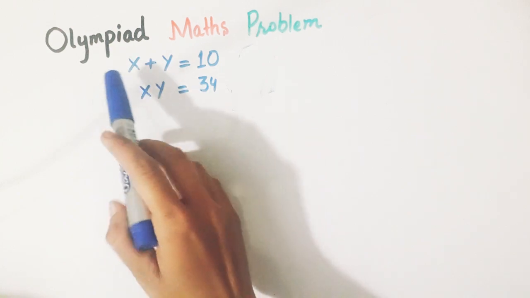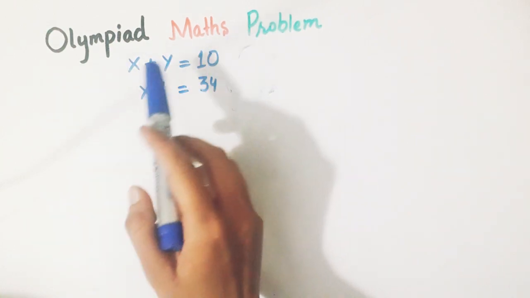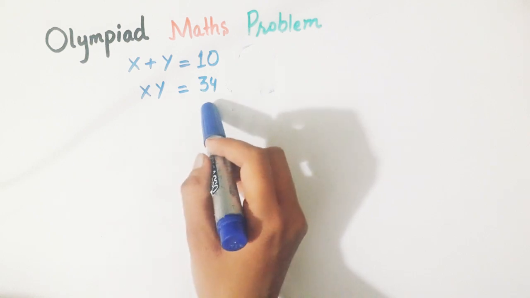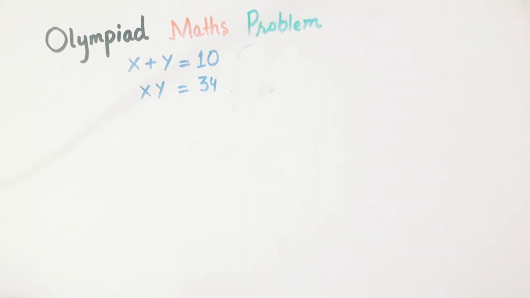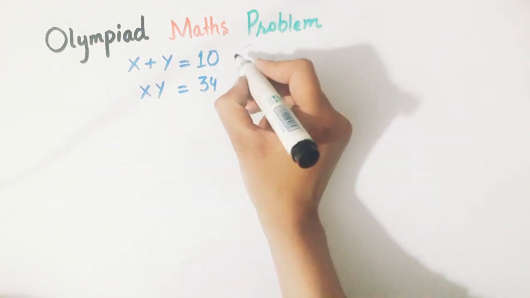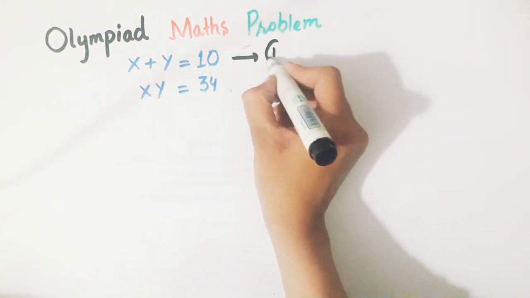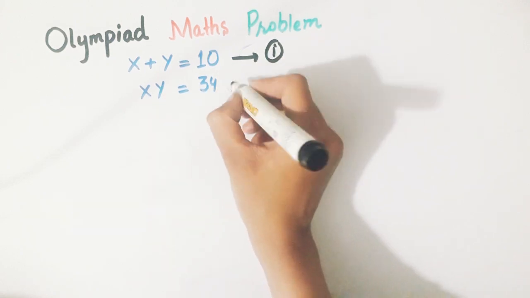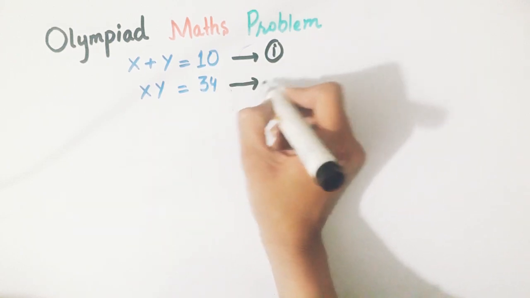In today's video we will solve an Olympiad math problem: x plus y equals 10 and x multiplied by y equals 34. We will solve this question step by step. First of all, consider x plus y equals 10 as equation 1 and x multiplied by y equals 34 as equation 2.